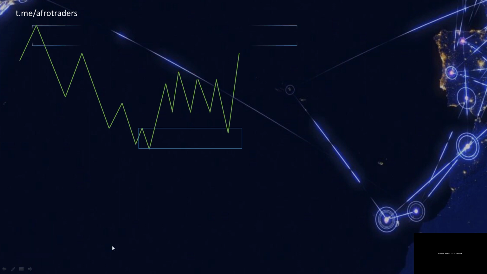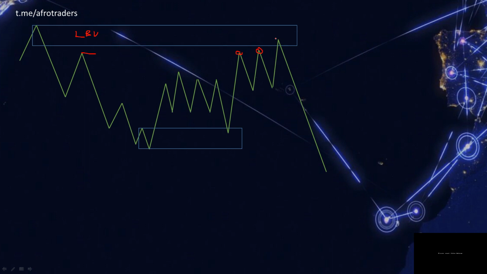Next, let's assume this is a supply zone. The first attempt to reach the supply zone failed. So again, liquidity has been built here. We have LB, liquidity build up, built around here. Now we came a second time, a third time, then we hit the point of interest before trading to the downside.